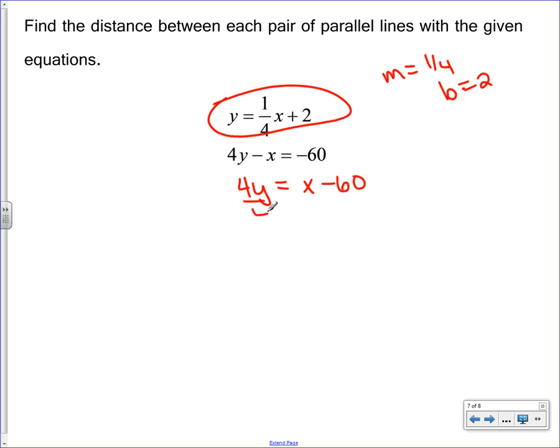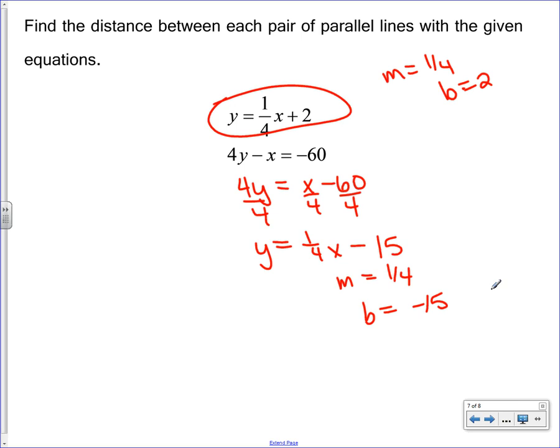Divide by 4, right? When you divide by 4, you want to divide by 4 everywhere. Is that okay? So I get y equals, that's 1/4 x. Do you guys get that x over 4 is the same as 1 over 4x? Those are the same. And then what's 60 over 4? Negative what? 15? So what's my m? What's my slope? 1/4. What's my b? What's my y-intercept? Negative 15. Is everybody okay with that?